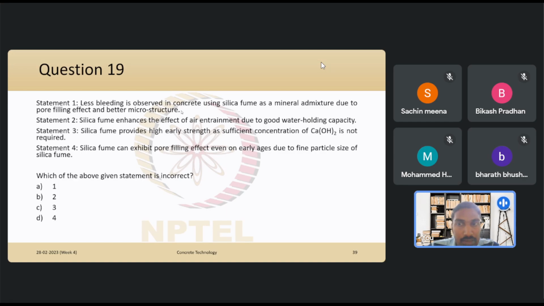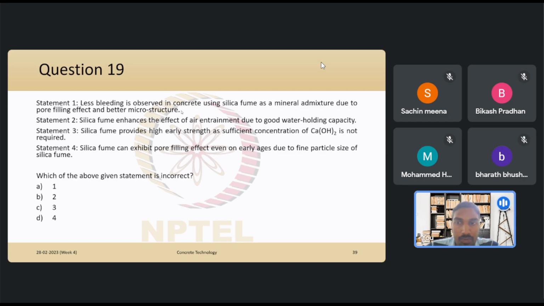Statement 3: silica fume provides high early strength as sufficient concentration of calcium hydroxide is not required. This is also true. Why is it providing high early strength? Because we saw that it is one of the most highly reactive among the different mineral admixtures, right? It is very fine, it has a high specific area, therefore it's more reactive. Therefore even with some amount of lime, it will react. It doesn't require a sufficient amount of lime to start reacting, as is the case with GGBFS or fly ash. But for silica fume, that is not the condition, and therefore it can also contribute to the early strength of concrete. So statement 3 is correct.